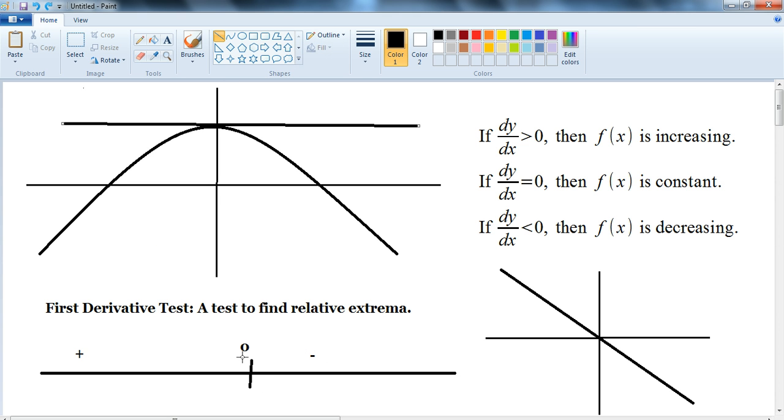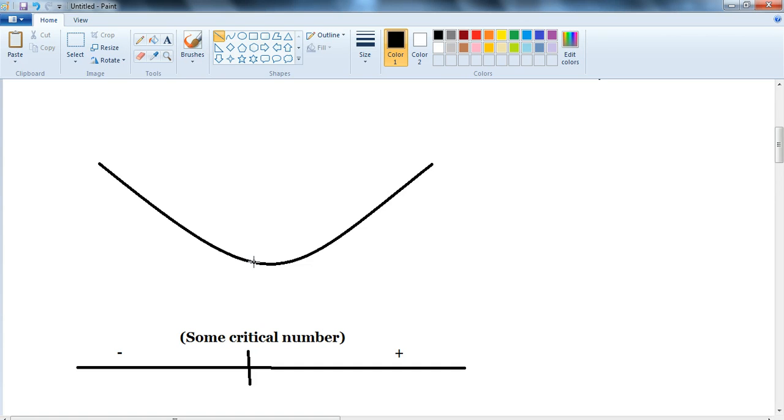So what this tells us is that before this critical number, the function is increasing, like this, and after the critical number, the function is decreasing, like this. And so if you look at this, it looks a lot like there's a max here. And looking at the function itself, there is a relative max. So this is essentially the first derivative test. So if you want another example, please keep watching this video. Otherwise, that is in fact the essence of the first derivative test, so you can stop here. But here's the next example.